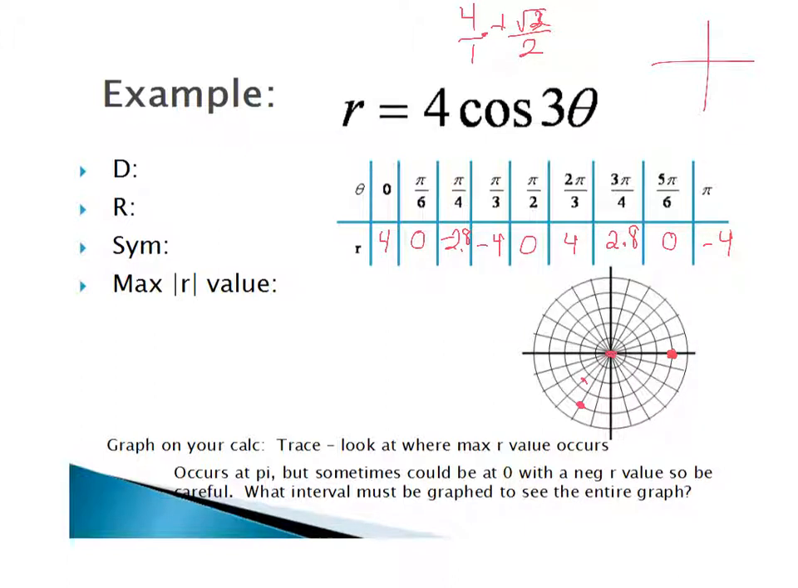Pi over 2 is just back at 0. I already have that point plotted. 2 pi over 3, that's this one here. And it is at a +4, so that one stays right here, 4. And then at 3 pi over 4, I'm at 2.8. And then back to 0.